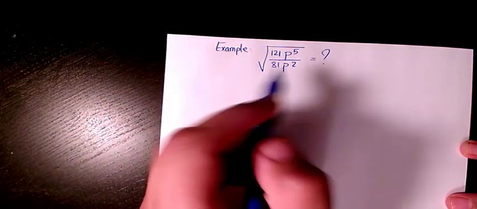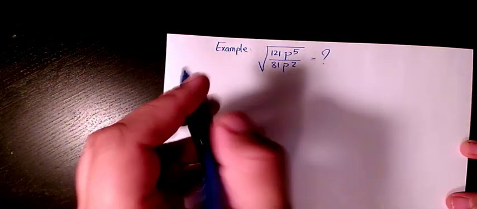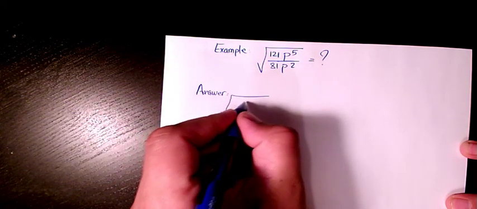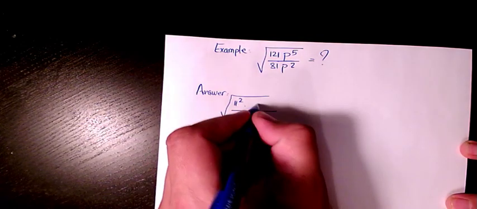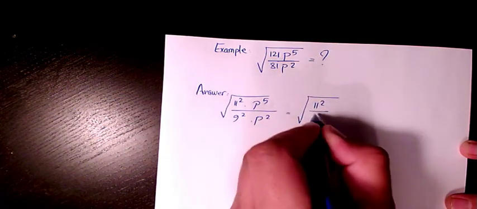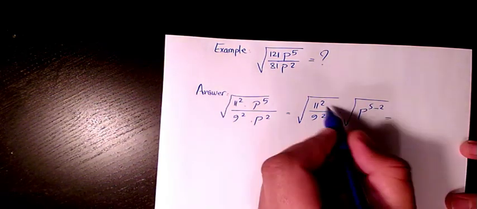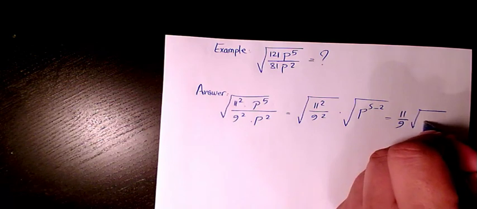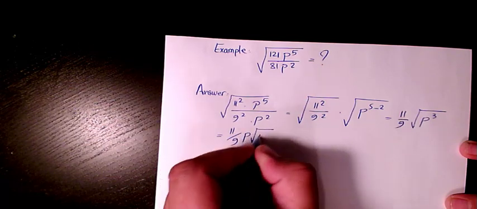In this video I want to show you how to simplify the square root of 121 p to the power of 5 divided by 81 p to the power of 2. The answer will be: 121 is 11 squared, 81 is 9 squared, and we have p to the power of 5, p to the power of 2. So that will be 11 squared divided by 9 squared, and the square root of p to the power of 5 minus 2. Then the square root of 11 squared divided by 9 squared is going to be 11 divided by 9, times the square root of p to the power of 3, or we can say 11 over 9 p root p.